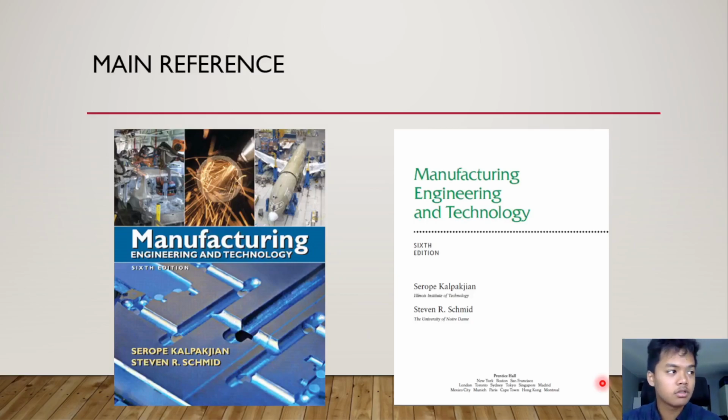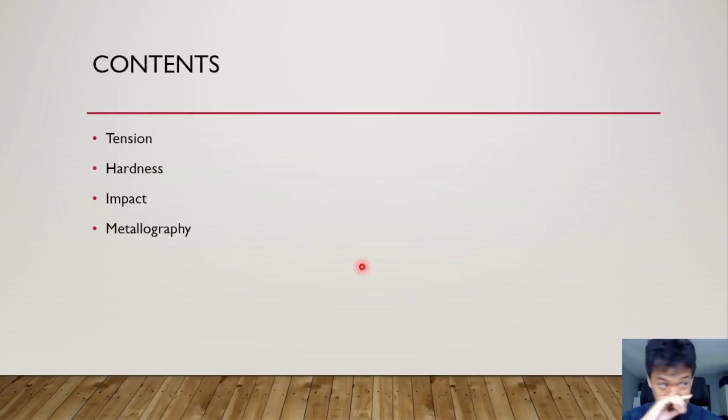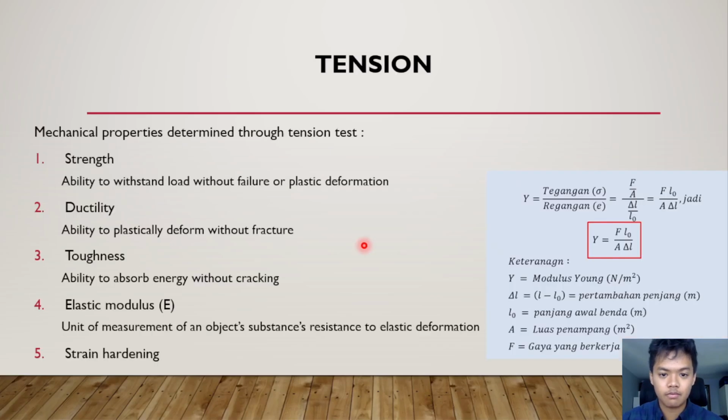Most of the reference of the material here is taken from this book, Manufacturing Engineering and Technology, by Serope Kalpakjian and Steven R. Schmid. Contents: what we'll be discussing today is, first, tension, then hardness, impact, and finally metallography.